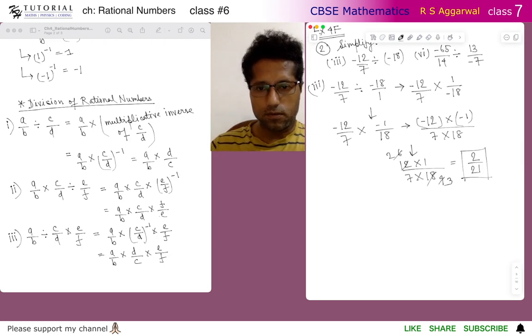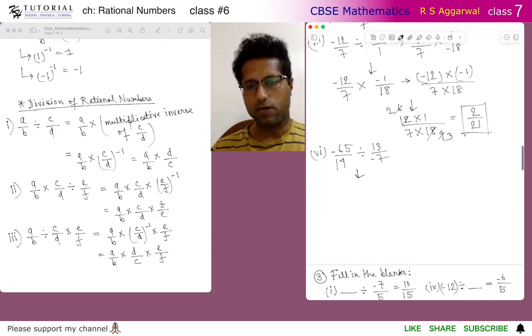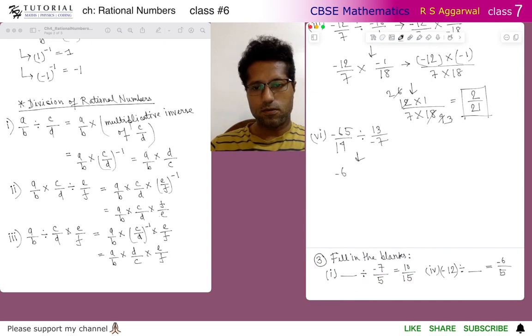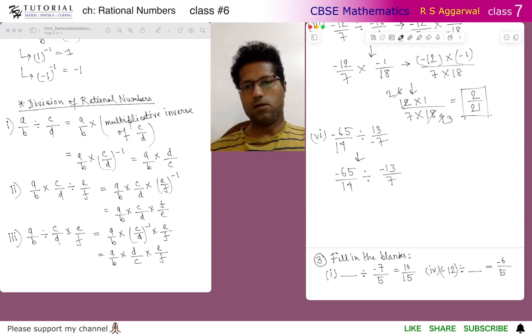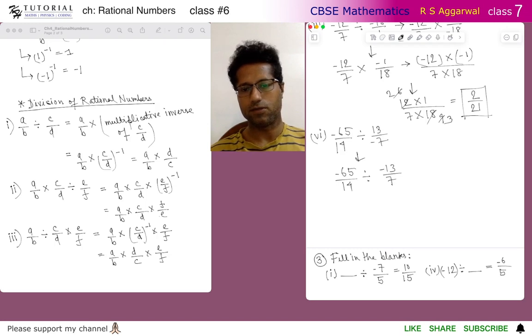Let's do part 6. This is minus 65 by 14 divided by 13 by minus 7. So first of all, we will convert any rational number that has a negative denominator to have a positive denominator. So this becomes minus 65 by 14 divided by minus 13 by 7. When we convert a negative denominator of a rational number to a positive denominator, we just multiply both the numerator and the denominator by minus 1.